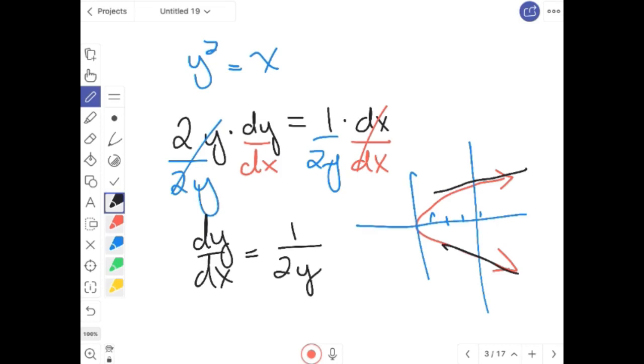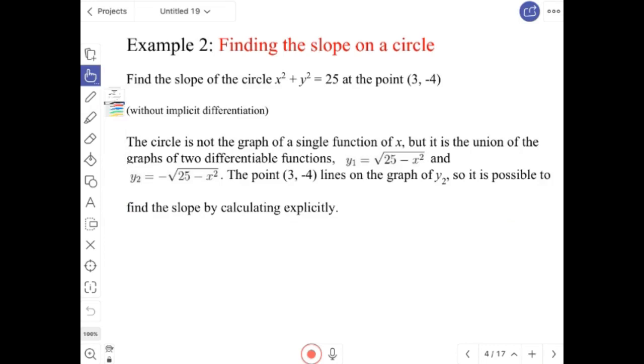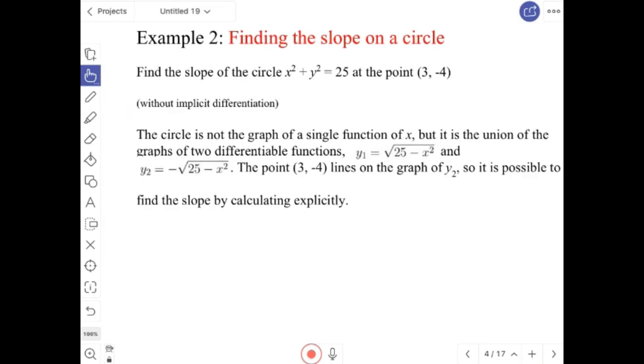So implicit differentiation will frequently yield a derivative that is expressed in terms of both x and y, as in the next example that we're doing here. Example 2, finding the slope of a circle. Find the slope of the circle x squared plus y squared equals 25 at the point (3, -4).